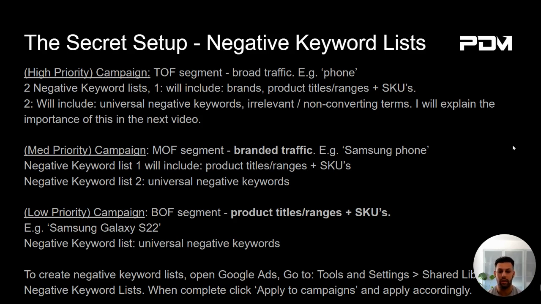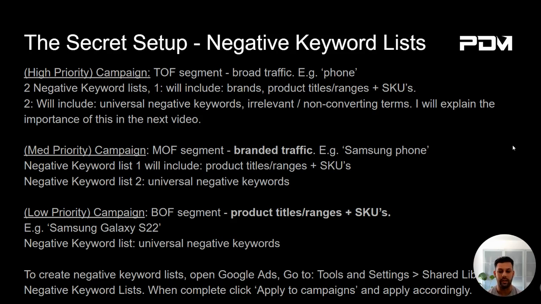So we'll still be showing for branded traffic in the mid campaign, but we're going to set a separate negative keyword list and exclude product titles, ranges, and SKU numbers. Now, as I mentioned previously, we're also going to have our second negative keyword list, which is going to apply to the mid campaign and the low campaign, which is going to exclude us from showing for any universal negative keywords.